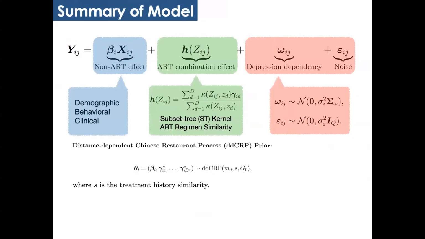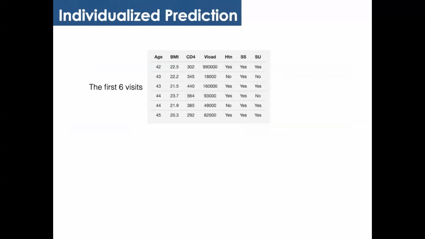Here is the overview of the model. We decompose the outcome Y into a non-ART effect, an ART effect, and some error. Because the population is heterogeneous, we use a Bayesian non-parametric prior called the Chinese restaurant process prior, and we assume different subgroups have different effects. But this is not the key in this paper. Here's the reference, and let me show you the results.